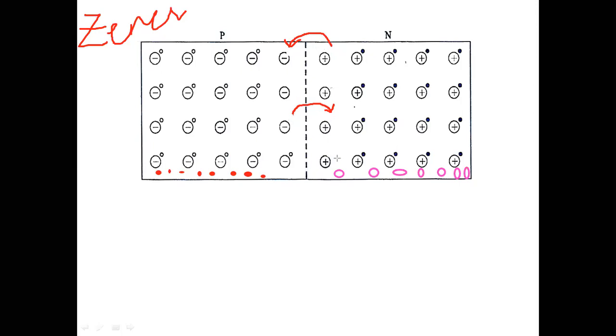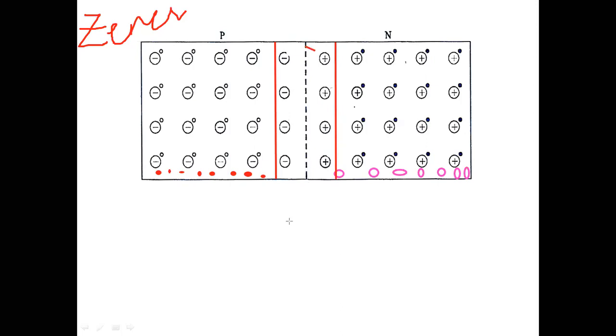Like in a normal PN junction diode, uncovering of atoms takes place here. So at the junction, what will happen? At the interface, a junction is formed here.